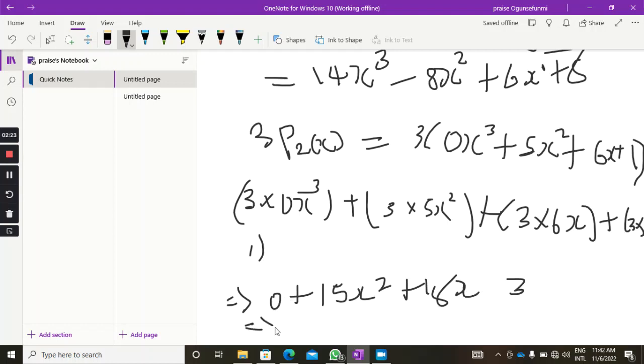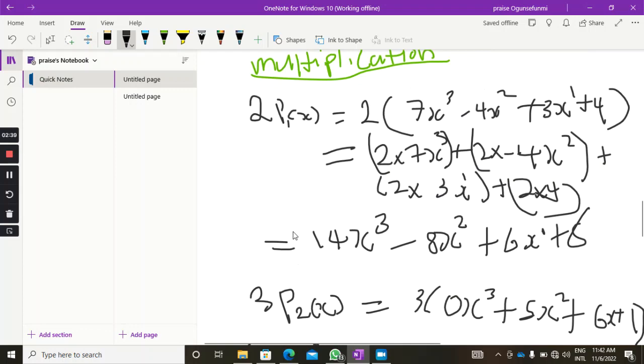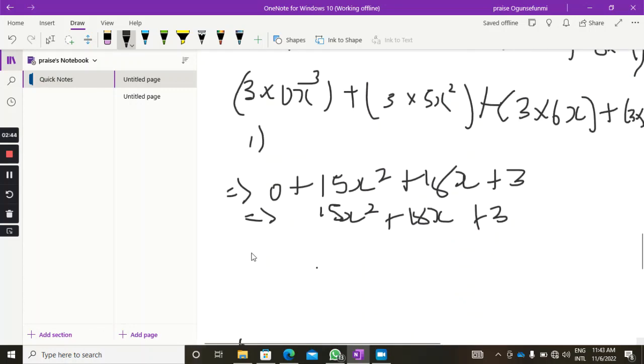So the 0 plus this number, 0 plus any number, just going to give that number. So I'm just going to write 15x squared plus 18x plus 3. So that's the answer. Remember, we're just using a number to multiply a polynomial. What if we are asked to use a polynomial to multiply another polynomial? Interesting.